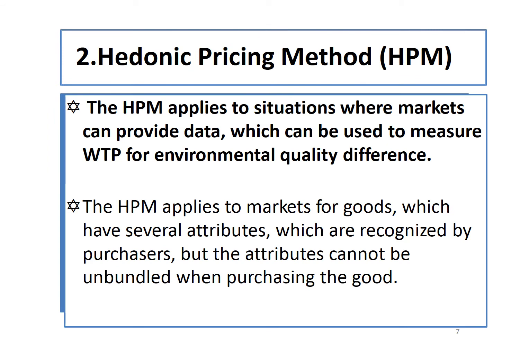The hedonic pricing method, or HPM, is another method that you can use to value environmental goods. Usually HPM applies to situations where markets can provide data which can be used to measure the willingness to pay, or WTP, for environmental quality differences. So HPM applies to markets for goods which have several attributes which are recognized by purchasers, but the attributes cannot be unbundled when purchasing the good.